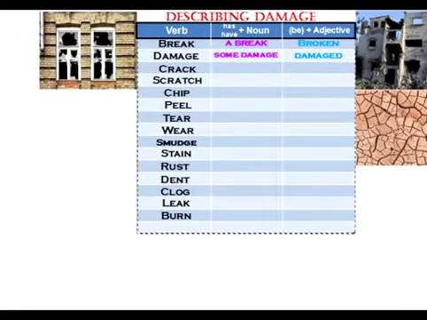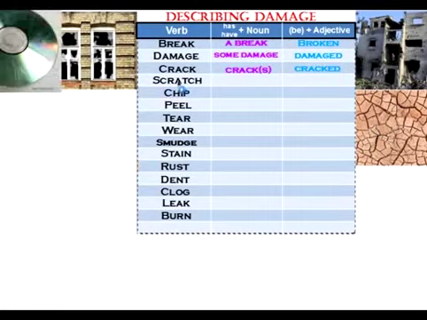Crack. So if we look at the ground, the dirt, we could say it has cracks, or maybe a crack if we use the singular, or using the adjective, it is cracked. It is cracked. Okay? So again, using the noun and the adjective. Let's look at scratch.